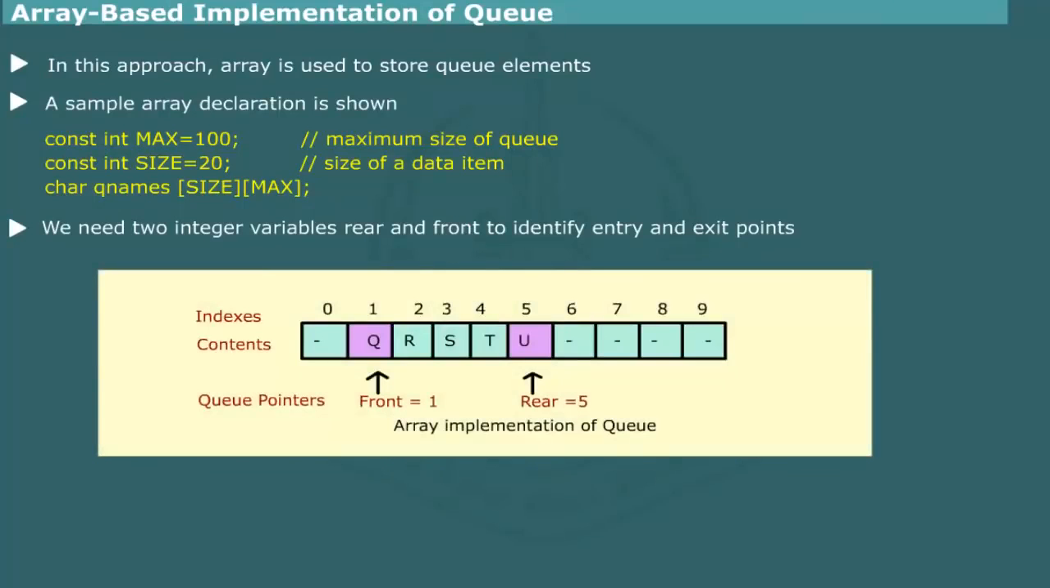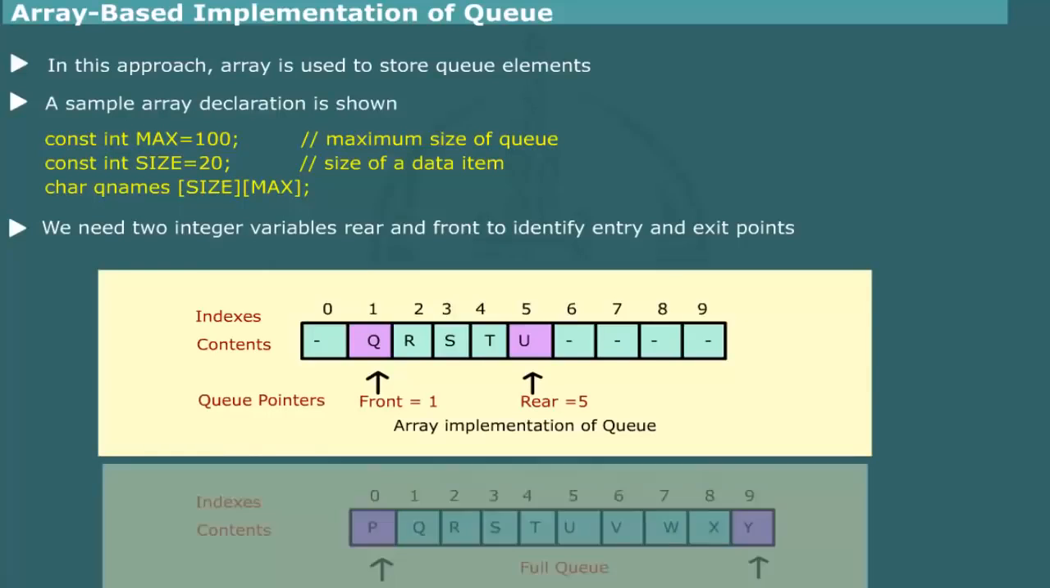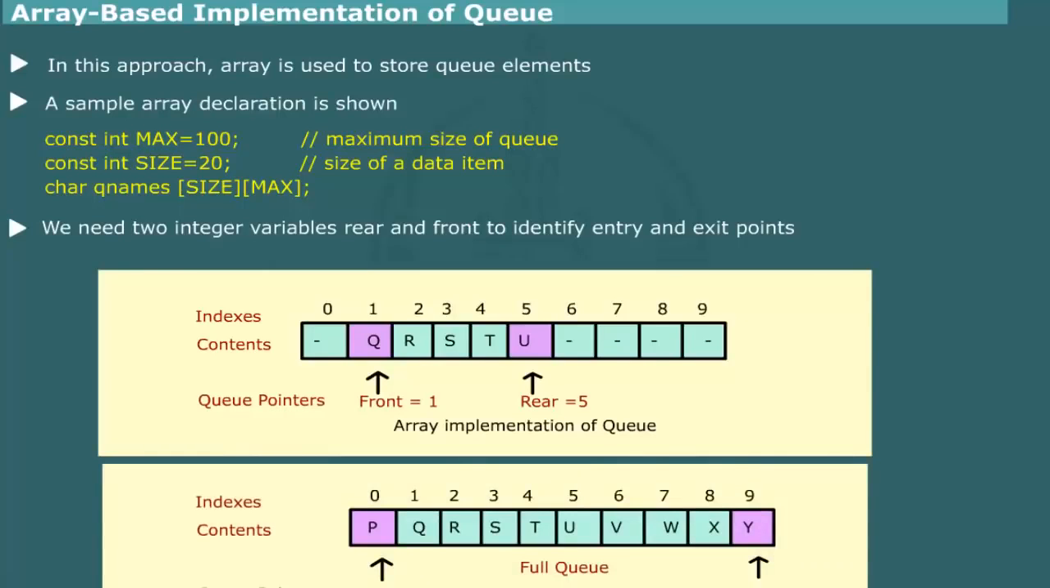Figure shows an example of array-based implementation to hold up to 10 elements of a queue. As shown, the queue holds 5 characters Q through U, which have array indexes from 1 to 5. The variable front contains 1, which is the current position of the element at the front position, and variable rear contains 5, which indicates the last position of the queue. The next figure shows a full queue.